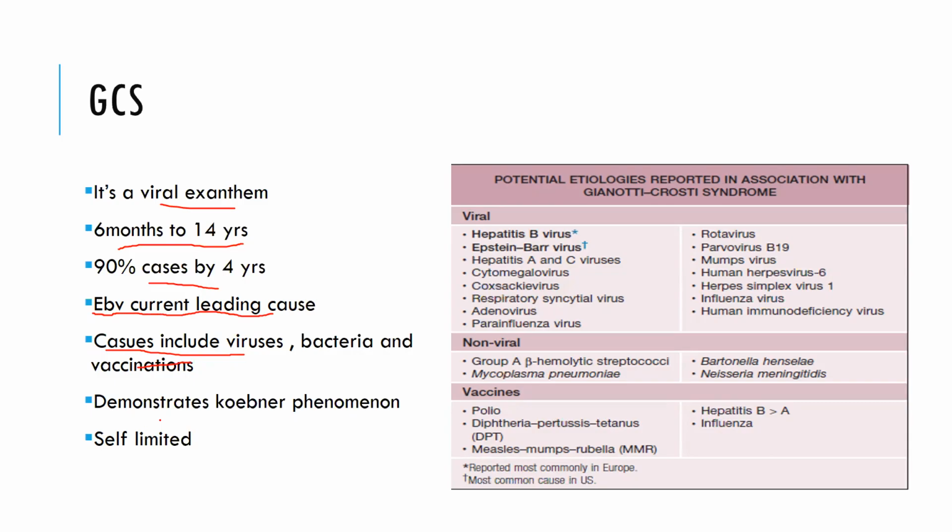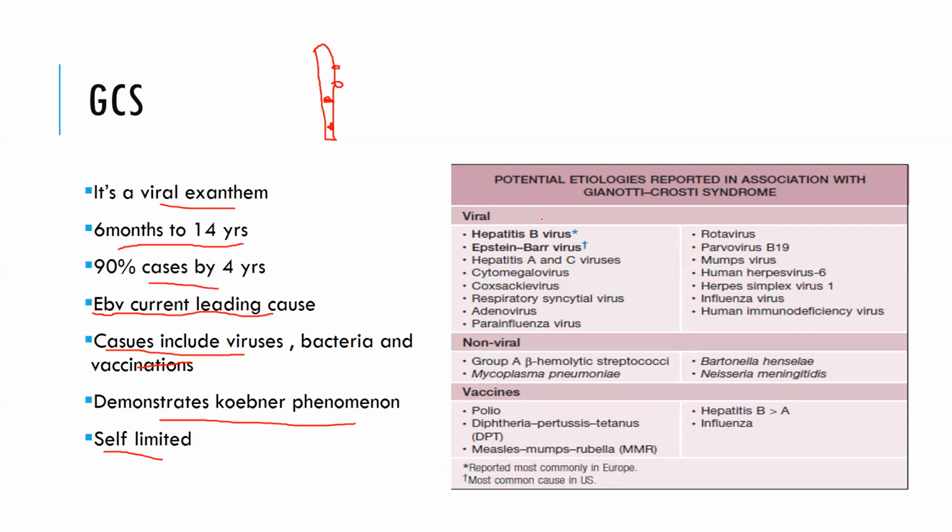This Gianotti-Crosti syndrome also demonstrates what we call the Koebner phenomenon. In the Koebner phenomenon, for example, if someone has the condition already and then they get an injury, the lesions will appear along the line of injury or the line of scratch, forming a linear pattern following how the injury was on the skin. So that's what we call Koebnerization. Luckily enough, Gianotti-Crosti syndrome is self-limited, and even without treatment, it will resolve in a few weeks.